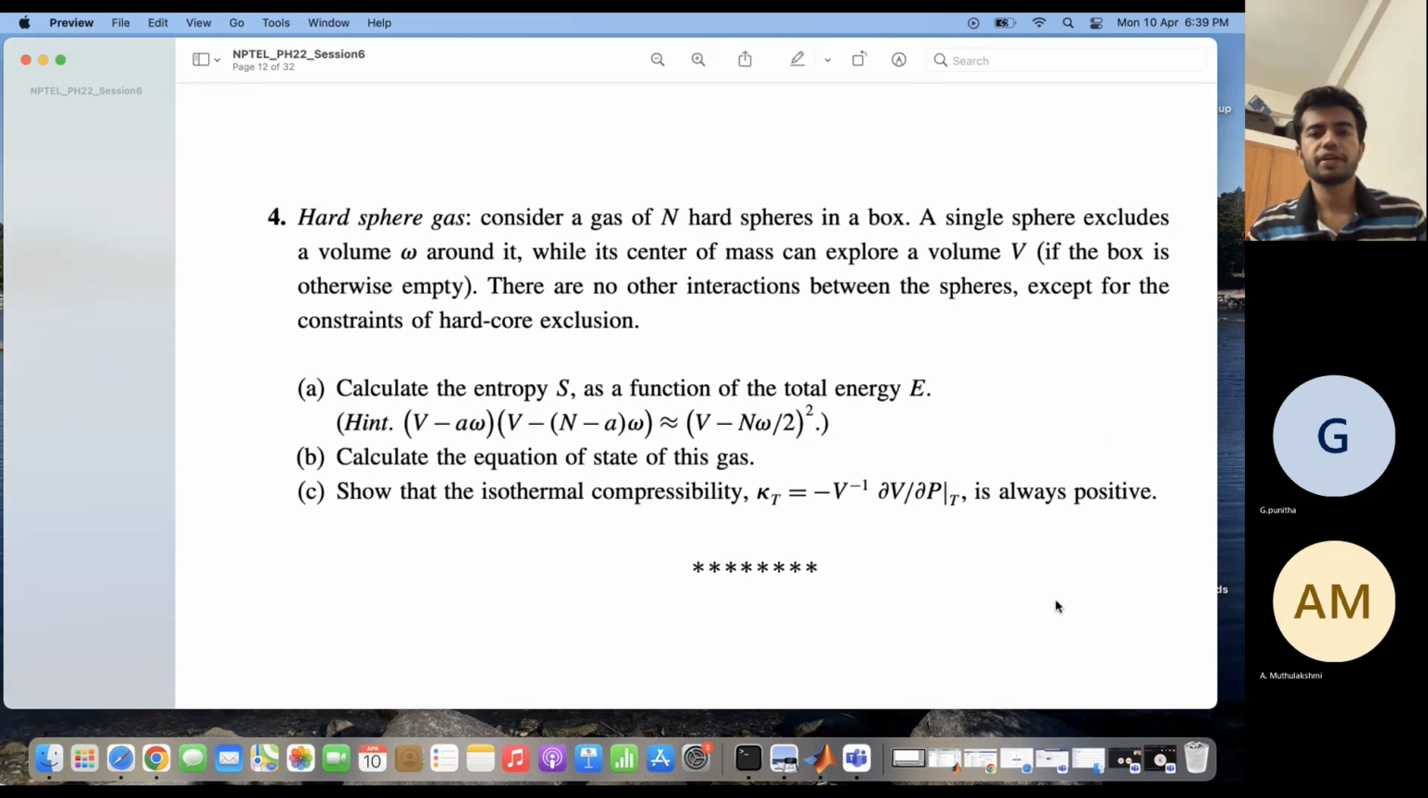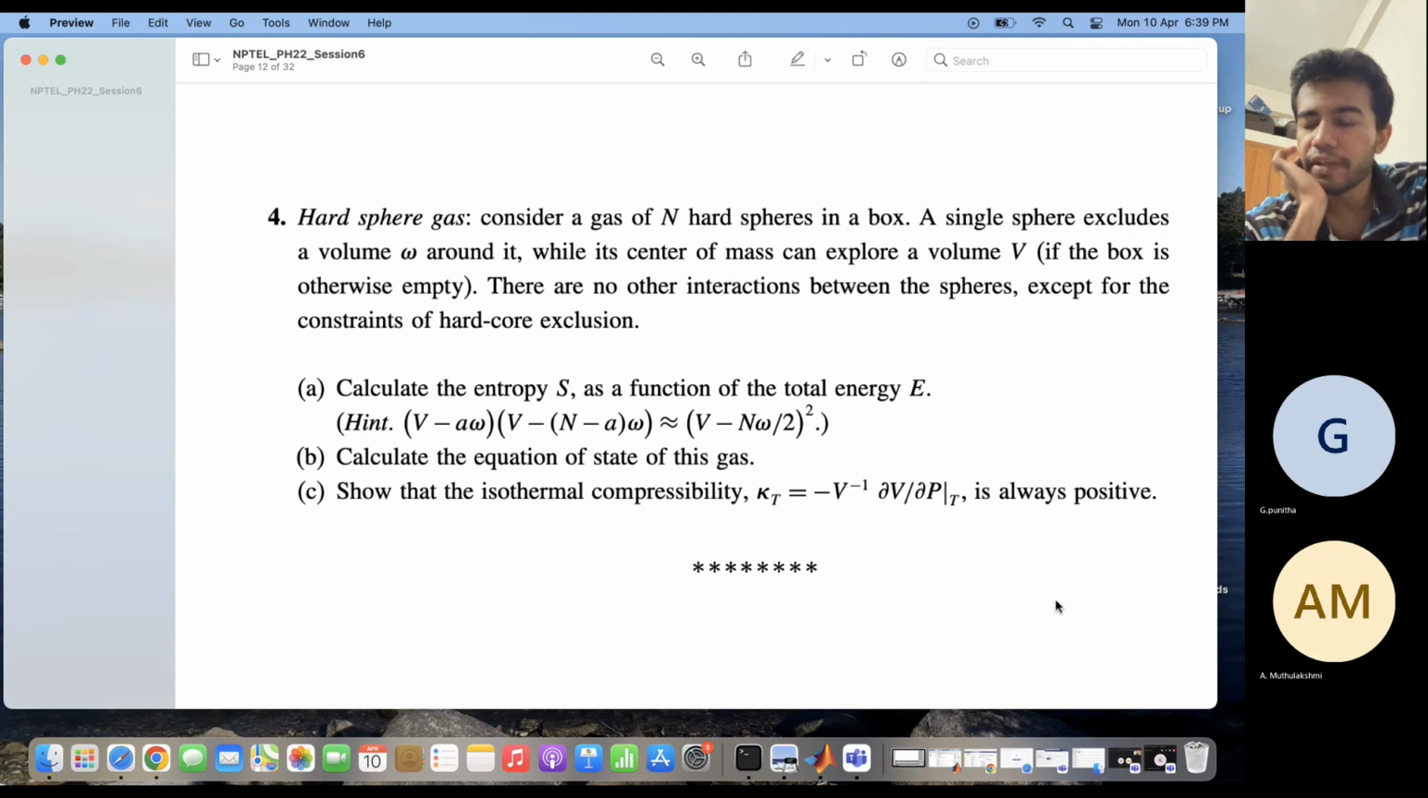That is a hard sphere gas. Suppose I have a gas of N hard spheres in a box. What do I mean by a hard sphere? For ideal gases, we had neglected the volume of the molecules, right? We had taken the molecules to be point particles.